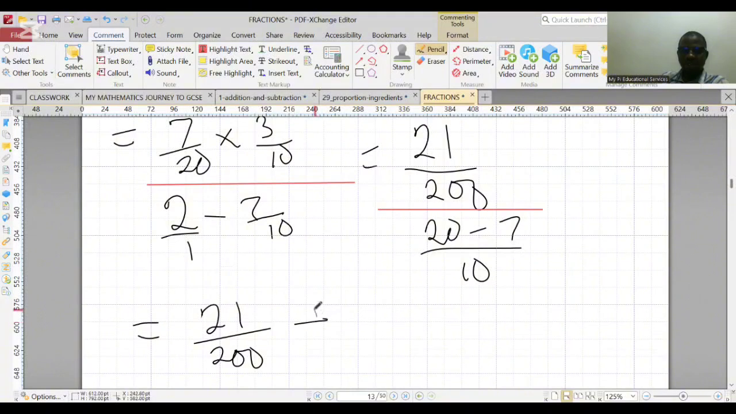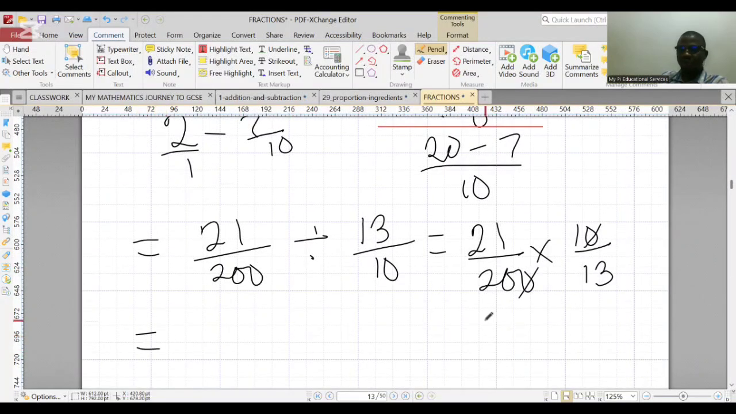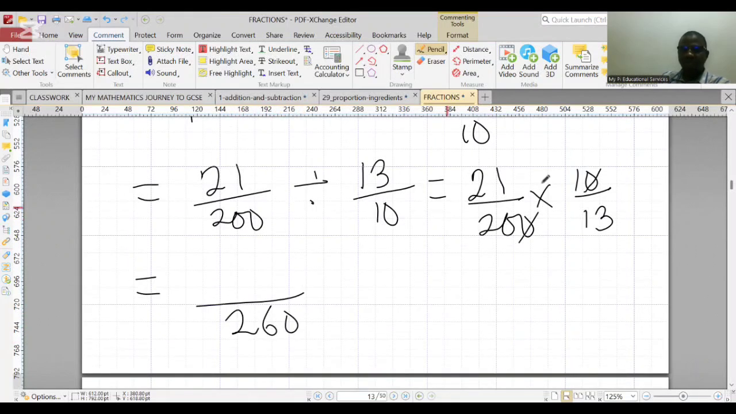So let's change this to divided by 20 minus 7. So 20 minus 7 will give you 13 out of 10. As usual, we have 21 out of 200 times 10 out of 13. So 0 can cancel out 0 here. So we have 20 multiplied by 13, and that will give you 260 as the denominator, and 21 times 1 will give us 21. So our final answer will be 21 out of 260.